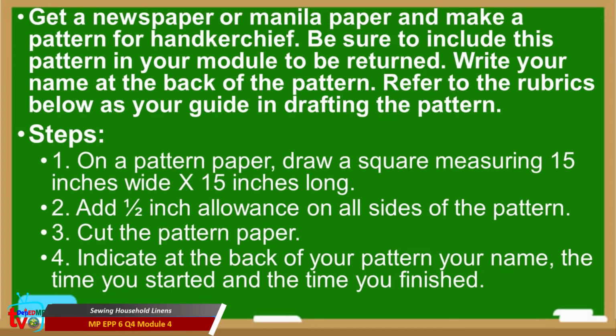Here are the steps. Number 1. On a pattern paper, draw a square measuring 15 inches wide and 15 inches long. Number 2. Add 1/2 inch allowance on all sides of the pattern. Number 3. Cut the pattern paper. And number 4. Indicate at the back of your pattern your name, the time you started, and the time you finished.